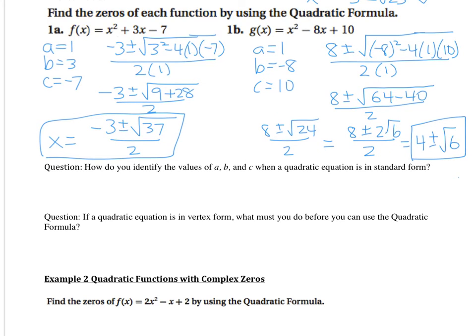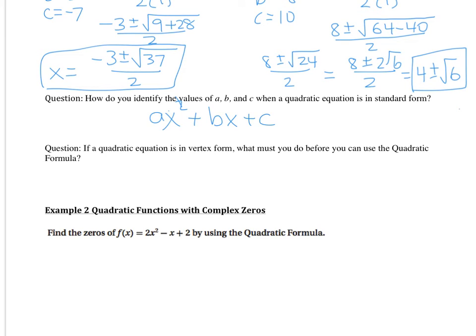So how do I identify values of A, B, and C when a quadratic equation is in standard form? There's your standard form. If the quadratic equation is in vertex form, what must we do? We must simplify first, or make sure you put it in standard form.